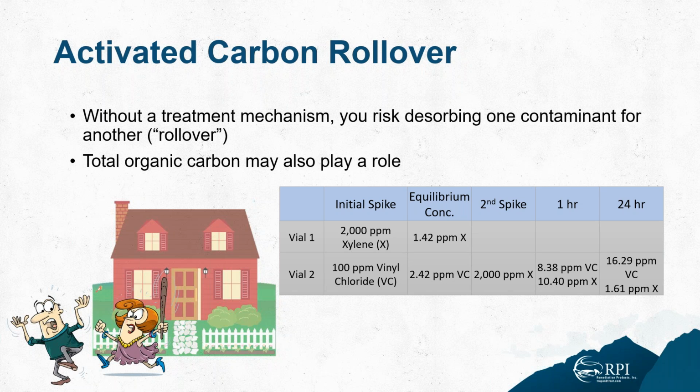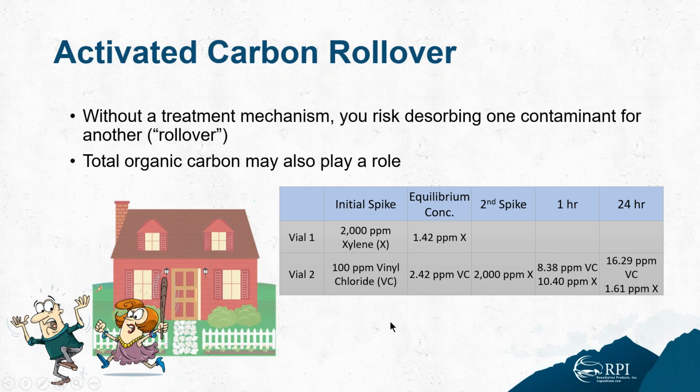So rollover is when you can have one contaminant that's adsorbed to the carbon, gets kicked off the carbon by another one. And in order to illustrate that, we went in the lab and we looked at two different things, xylene and vinyl chloride. So we had one vial where I spiked in a certain amount of xylene, in this case 2000 ppm, as you can see, and the second vial was 100 ppm of vinyl chloride.